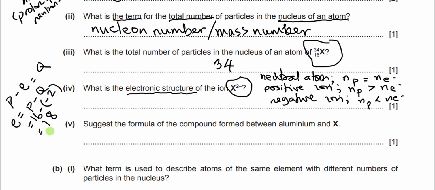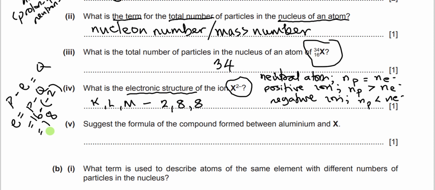So for 18, remember, using our KLM notation, the first shell will contain 2 electrons, right? While our second shell will contain 8 electrons. Now 2 plus 8, that's 10. 18 minus 10 is 8, right? So you have 8 electrons left. So that gives us 2, 8, 8, which is a noble gas configuration.